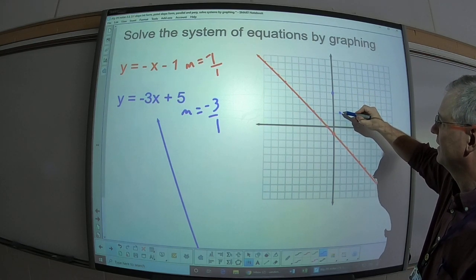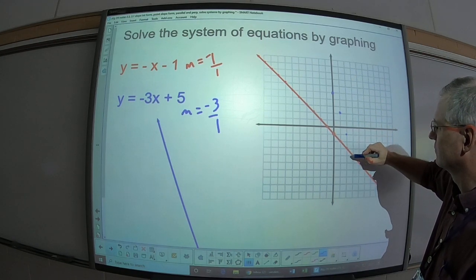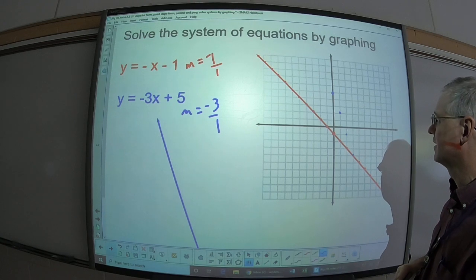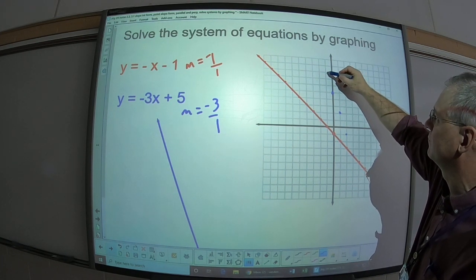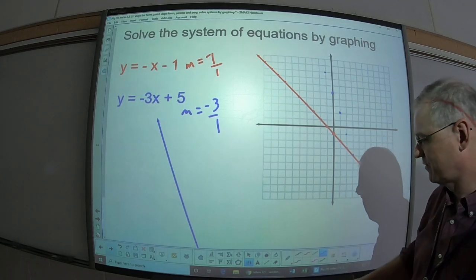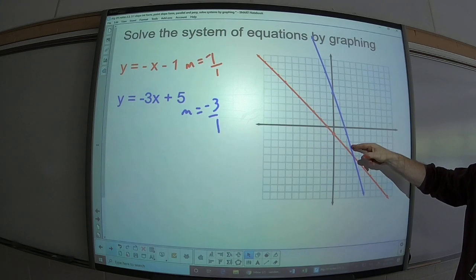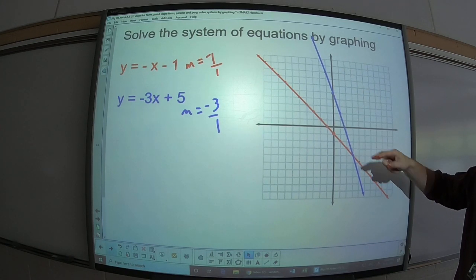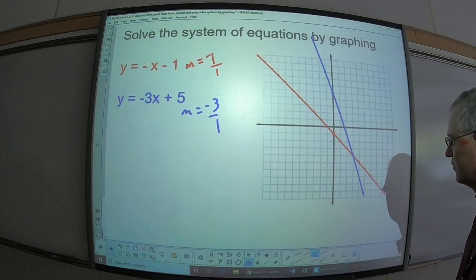And I'm just going to repeat that until they cross. Oh, there's where they cross. I could have gone the reverse, up 3 and back 1, and I'd have had the same thing. Here's my line. I'll bring it right over and throw it right in there. You have to be very accurate with these so that you get an accurate answer.